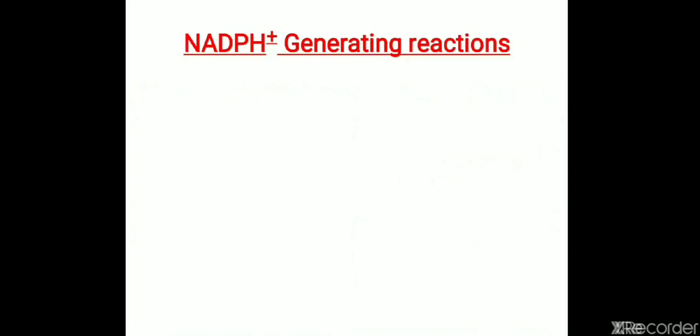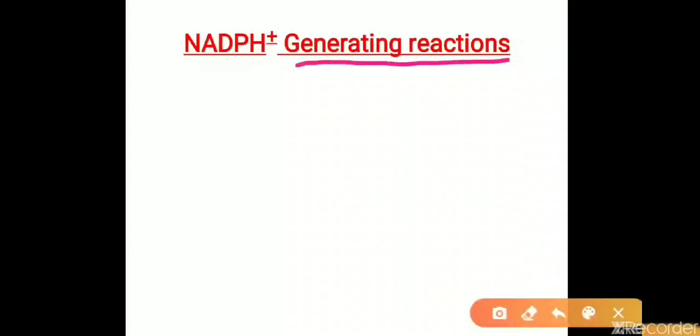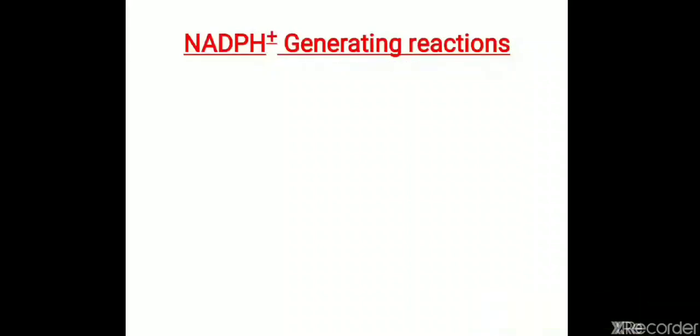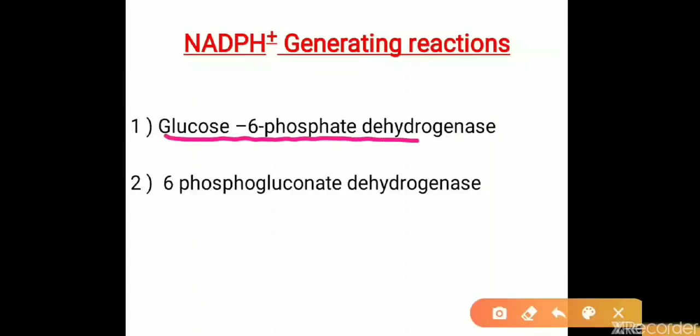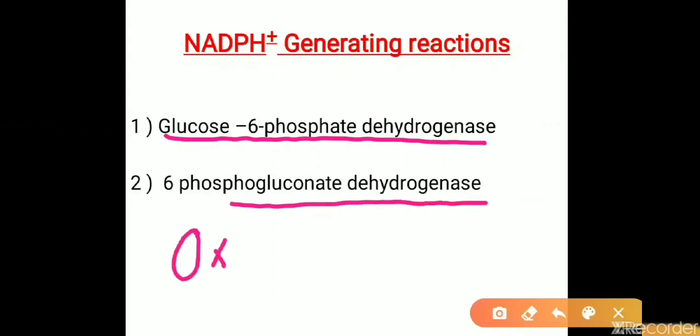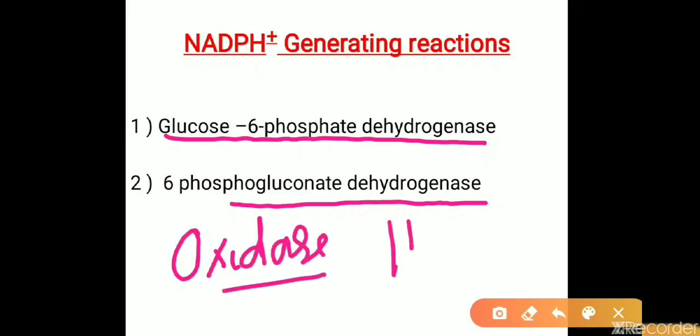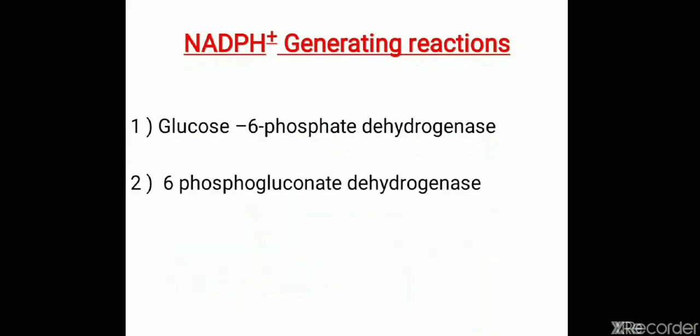So let's see the NADPH generating reactions. NADPH generating reactions, that is the reactions in the HMP shunt pathway. So just remember these two enzyme names. One is glucose 6-phosphate dehydrogenase. Second one is 6-phosphogluconate dehydrogenase. And these are the two enzymes present in the oxidative phase of the HMP shunt pathway.